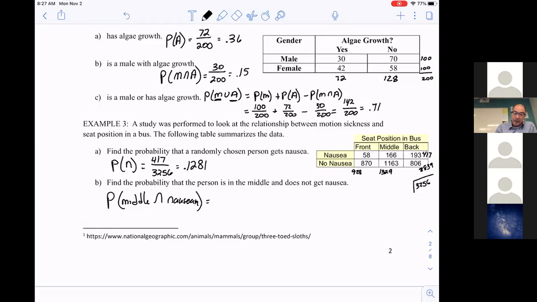It's a middle. So again, finding what number I need, we have middle. So I'm talking about this column. We're going to get nausea, so that's 1163. Okay, so back to my pen. 1163 divided by 3256, and that's going to give me a 3572. Okay, and we're rolling right along.